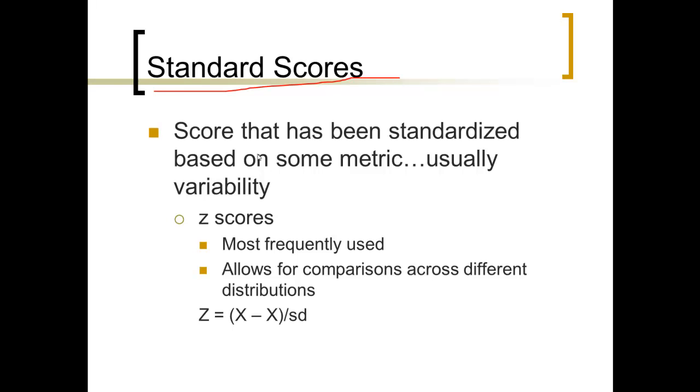Standard scores. It's a score that has been standardized based on some metric or some factor, and it's usually variability. You know, how much do our scores vary? Well, there's a way that we can figure that out. One is by a z-score. It's the most frequently used, and it allows for comparisons across different distributions.